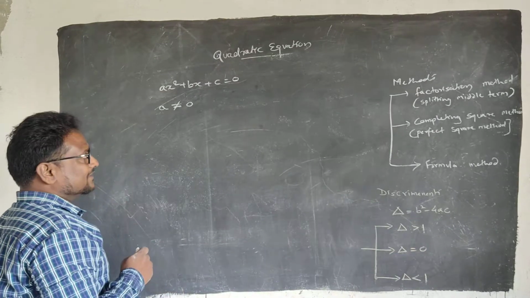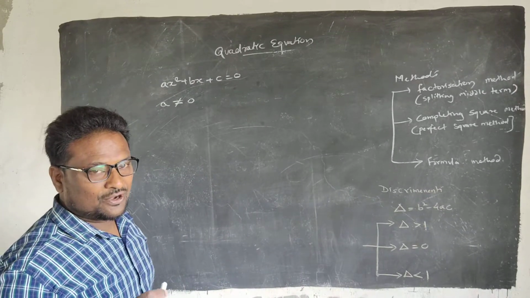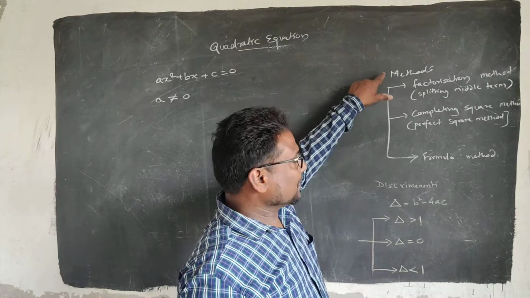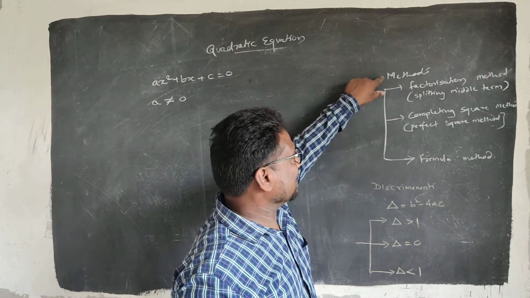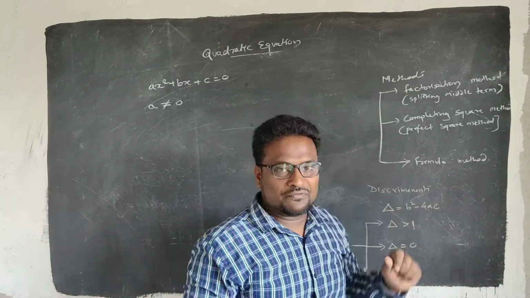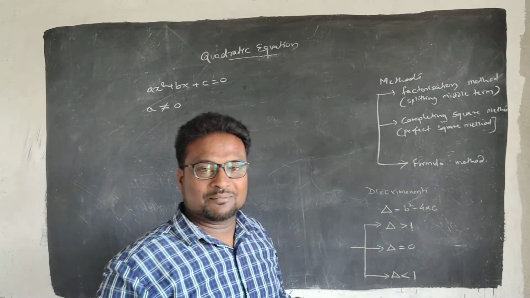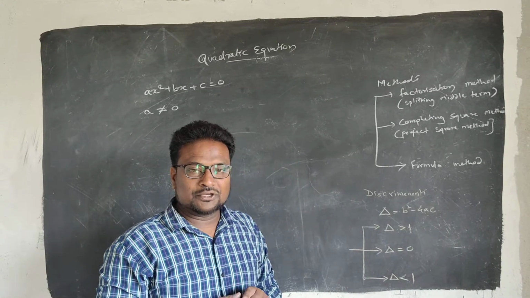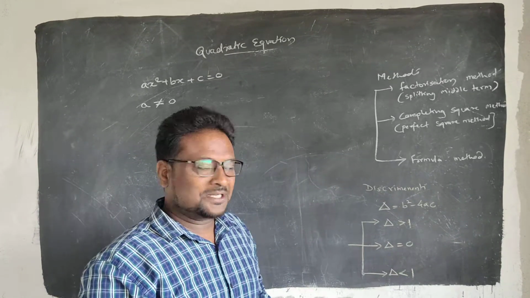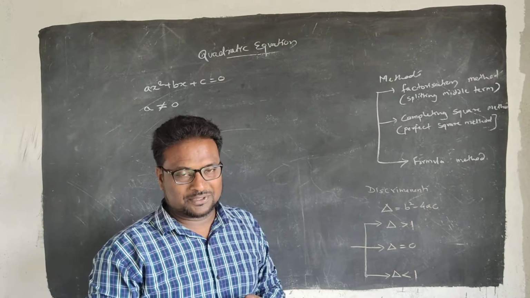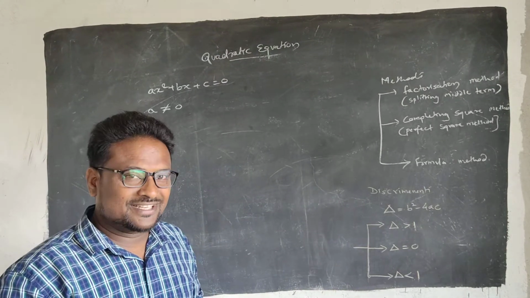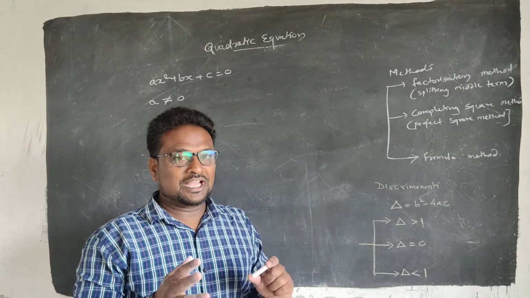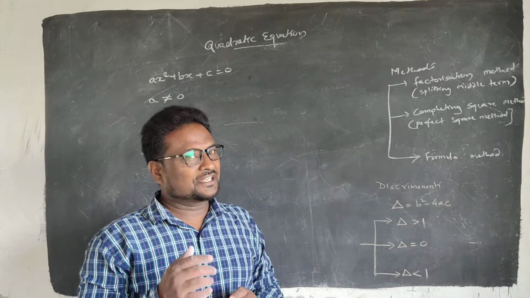Let us see the types of this quadratic equation in detail. To solve quadratic equations, there are three methods. First is the factorization method, which is also called splitting the middle term, the second is the completing square method, which is also known as the perfect square method, and the third one is the formula method. The simplest method is the factorization method. In the factorization method, we have to split the middle term and get the answers.